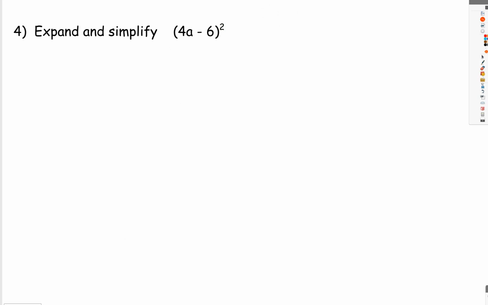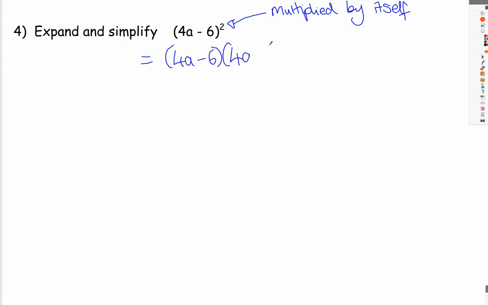Let's look at this fourth example. Expand and simplify 4a minus 6 squared. Now, what do we know about squared? Anything times by itself is squared, isn't it? So, what this means is that we've got 4a minus 6 being multiplied by 4a minus 6. It's a lot easier and nicer to look at it like that.